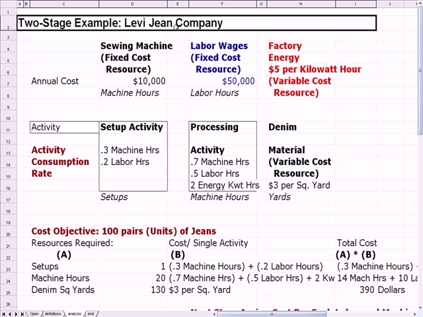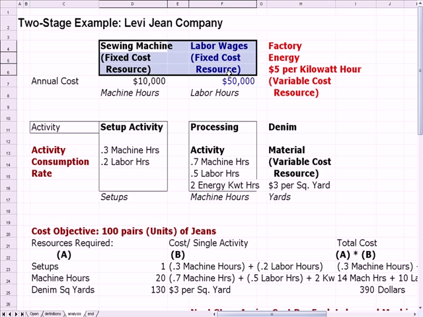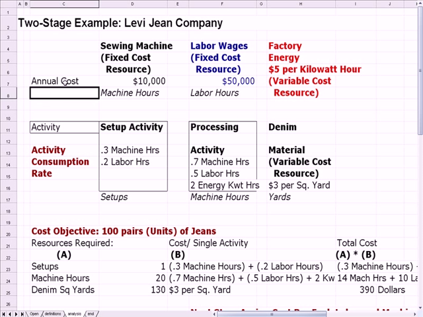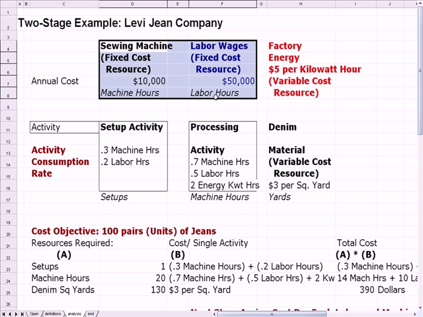So here's our two-stage example for Levi's jeans. This is very similar to the Levi jeans example that I've used in cost accounting. We have two fixed costs here at the top, and then we have two variable costs. So we pay $10,000 annually for a sewing machine. That's a fixed cost, and we allocate based on machine hours. We have a labor rate. We're paying $50,000 annual cost for labor. That's allocated based on labor hours. So those two are fixed costs.